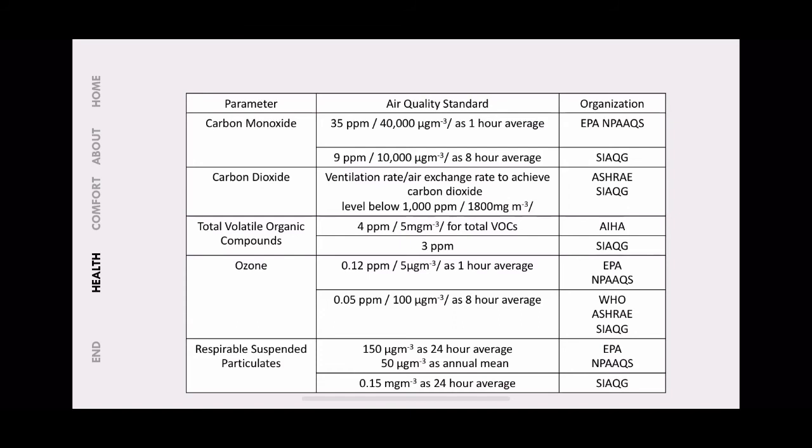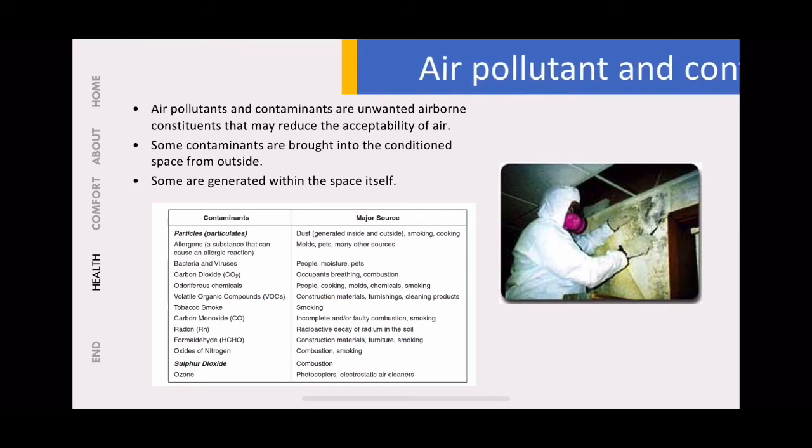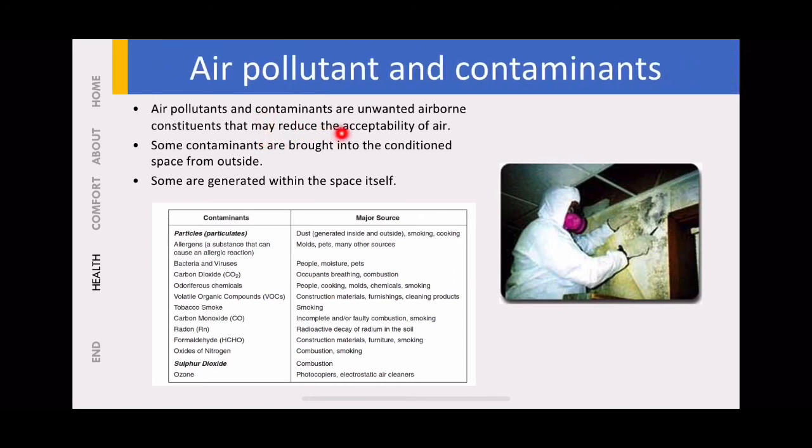Right, so you can read the rest of the indoor pollutants on that slide. Air pollutants and contaminants are unwanted airborne substances that may reduce the acceptability of air. Some contaminants are brought into the conditioned space from outside. Some are generated within the space itself. So you can learn these contaminants, like allergens, bacteria, and viruses, inside this table yourself.